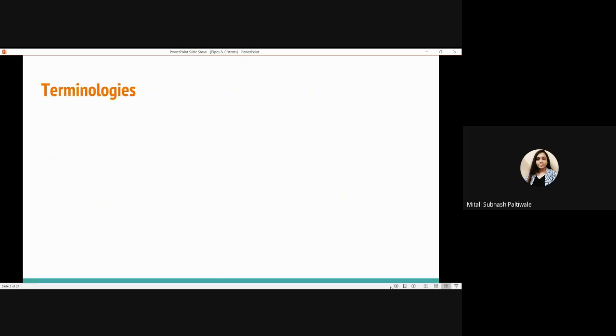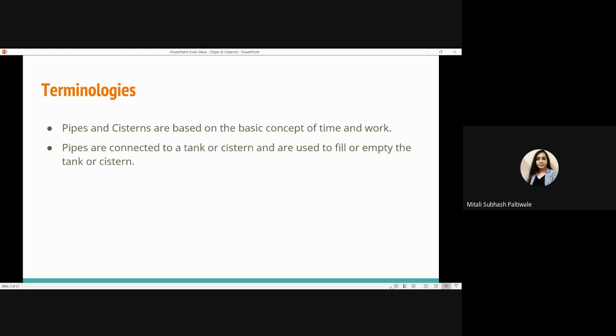So pipes and cisterns. Let's get on to the terminologies which come up. As I was telling you, pipes and cisterns are based on the basic concept of time and work. So it is not so different from what time and work is. The way of solving questions would remain the same in this case as well. Just a few additions are there, and this would be the first thing. Pipes are connected to the tank or a cistern and are used to fill or empty the tank or the cistern.